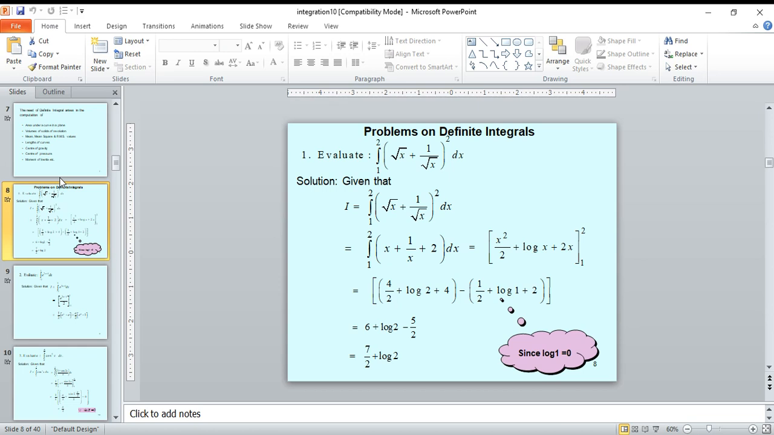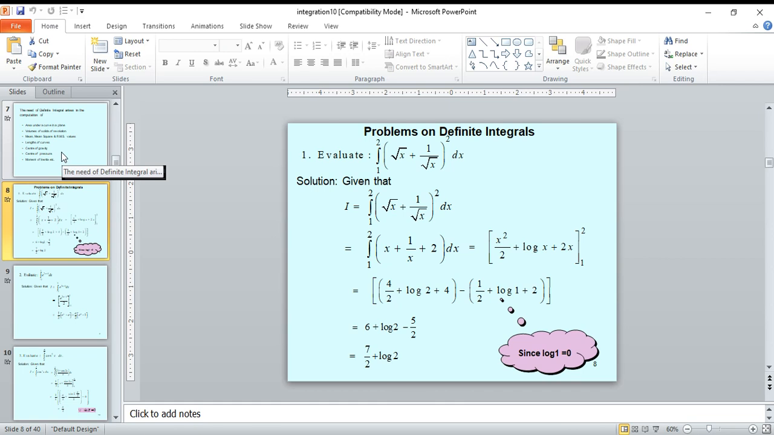2 plus 4 is 6, so 6 plus log 2, minus 1 by 2 plus 2. 1 by 2 plus 2 is 5 by 2. Log 1 is 0. So 6 plus log 2 minus 5 by 2. 6 minus 5 by 2 is 7 by 2, plus log 2 is our answer.